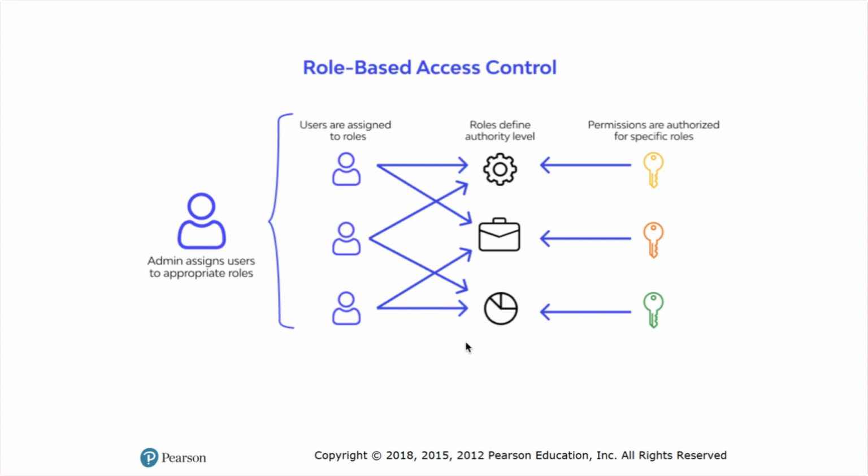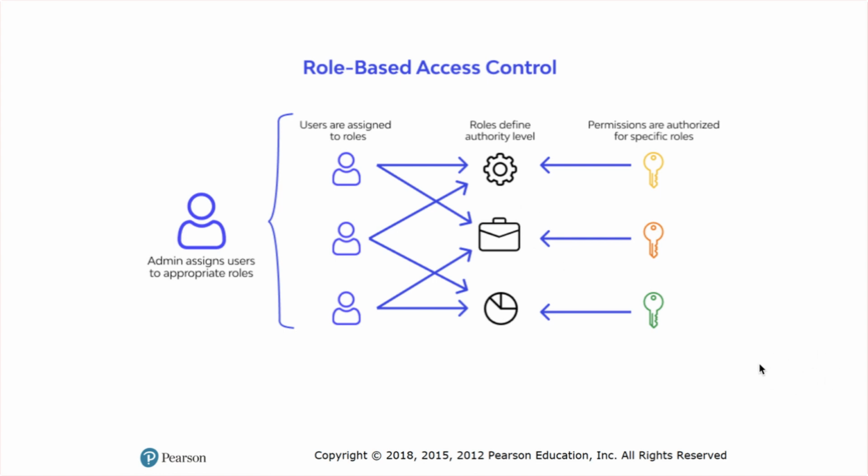Basically, role-based access control is a sophisticated authorization system designed to govern system and data access by associating permissions with roles. These are the permissions over here, and the roles are in the middle. Roles define the authority level, and the permissions are authorized for specific roles. Each role will have its own set of permissions, and then accordingly users are assigned to the roles. These roles are tailored to reflect the user's hierarchical position and department within the organization structure.